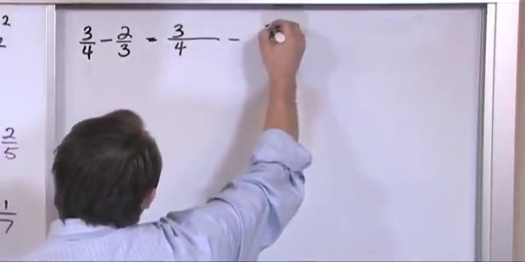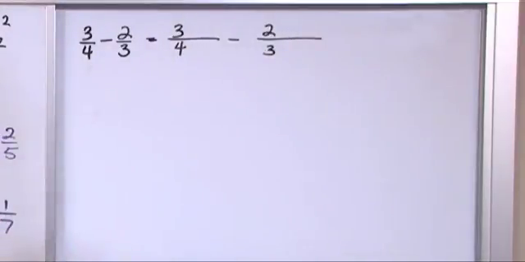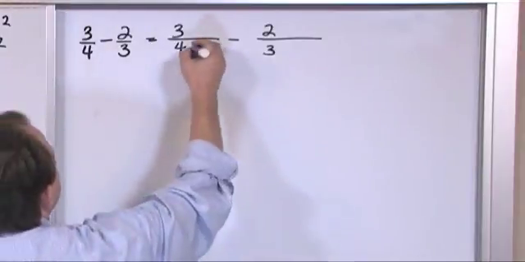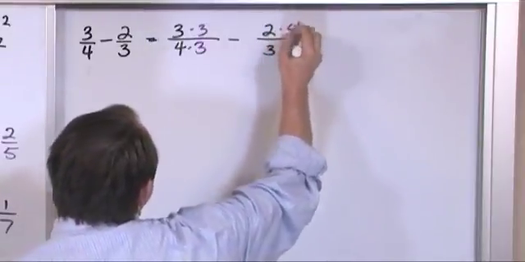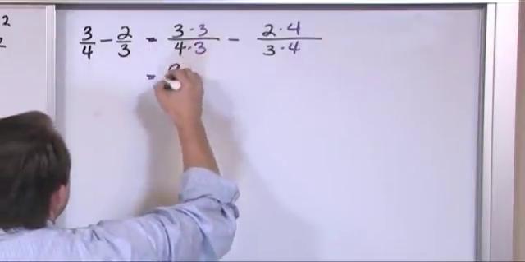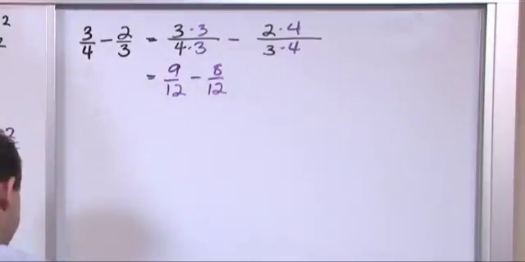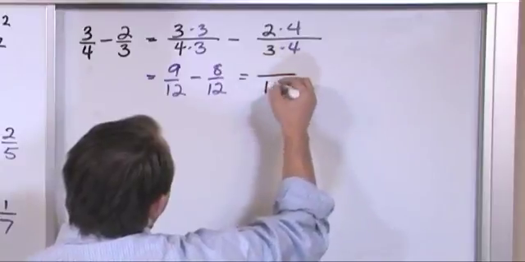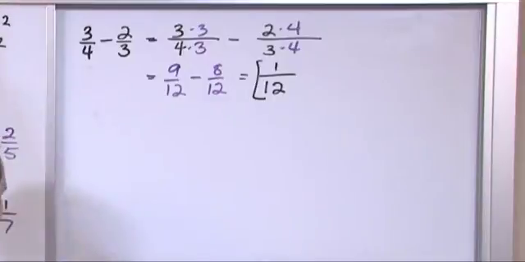3/4 minus 2/3. So what can I multiply by? The least common multiple between these two is going to be 12. So if I multiply this one by 3, and if I multiply this one by 4, then I'm going to get 12 as a denominator in both cases. So what I'll have is 3 times 3 is 9/12, minus 2 times 4 is 8/12. Now I have a common denominator, and now the problem is very easy to solve because I just keep the denominator, subtract the numerators. 9 minus 8 is 1, so I have 1/12.